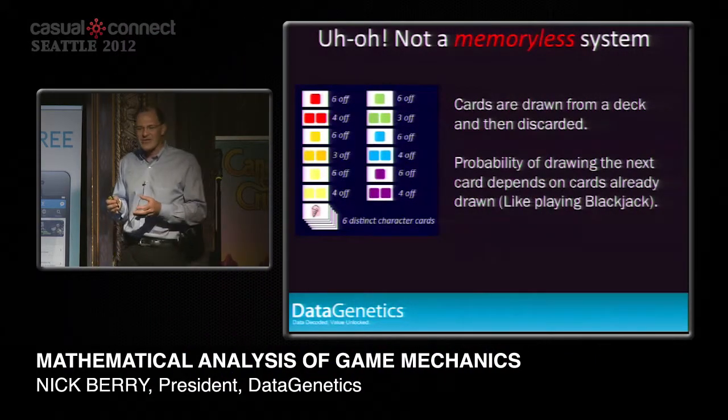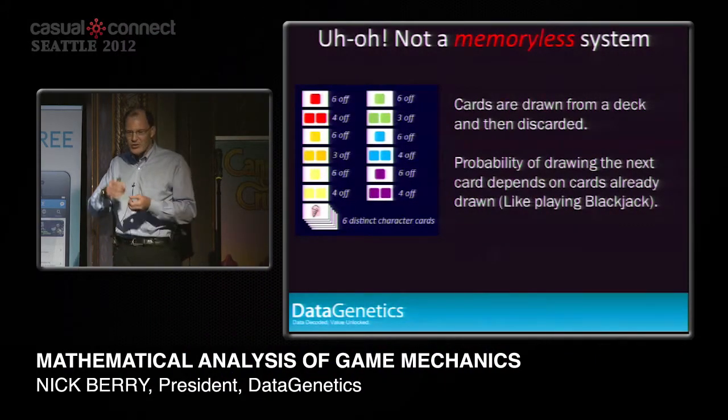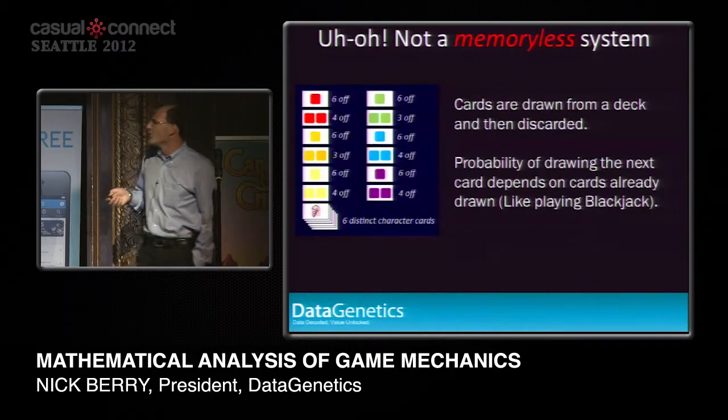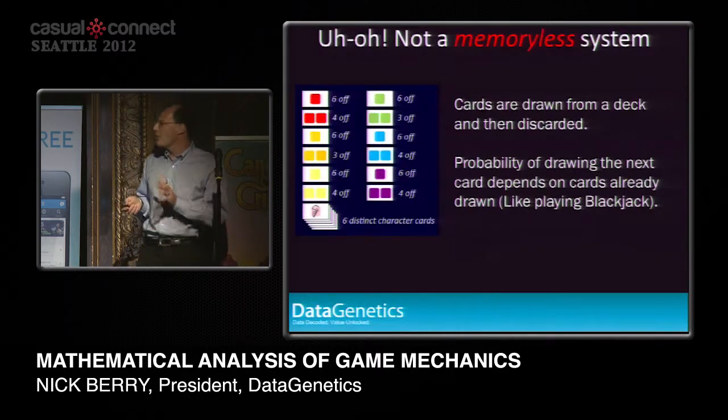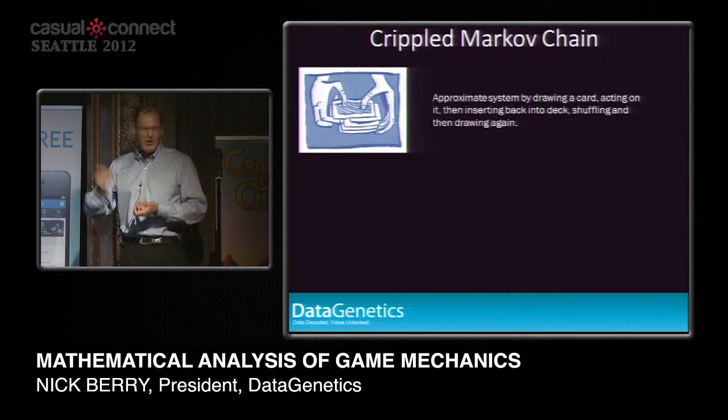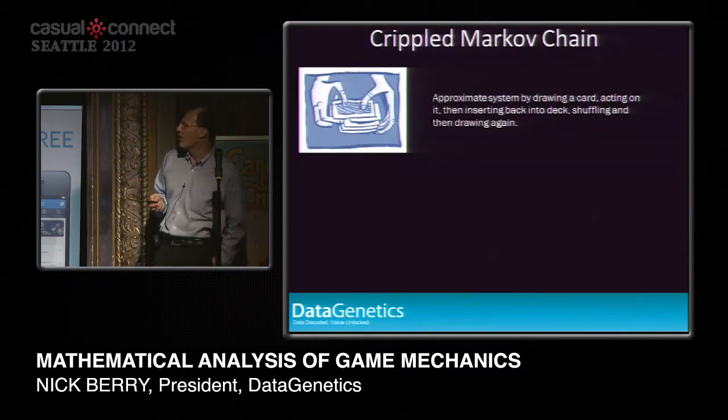So it's a little bit like playing blackjack, which is why card counters have an advantage: once you've played a card, you know that card's not in the deck. So the deck gets more concentrated in certain cards. That really complicates the model. So what we're going to do is try and create what we call a crippled Markov chain. We'll model it just by saying we draw a card, work on it, then put it back, and then shuffle the deck again and see how well that goes.